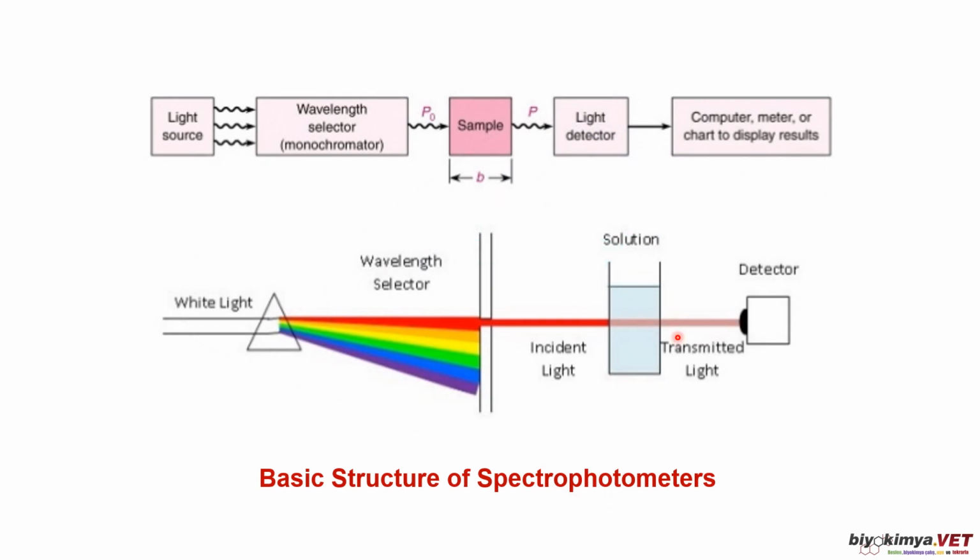And this picture shows the basic structure of spectrophotometers. We have a light source, a wavelength selector, and a prism. The wavelength selector allows us to select the wavelength that we want to send to the solution. And at the other side of the solution, there is a detector. So there is an incident line into the solution and the transmitted line. And the detector determines the absorption and gives us the data.